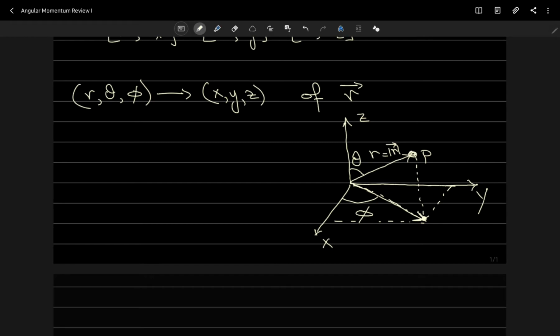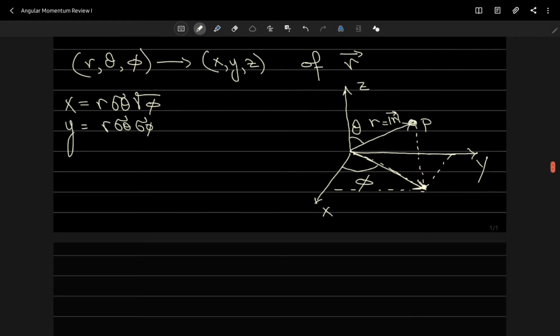Now, looking at this vector diagram, we can write down the relation between polar coordinates and Cartesian coordinates as x is equal to r sine of theta times cosine of phi, right? And we have the y coordinate, which is then simply r times sine of theta times sine of phi. And my z coordinate finally is simply r cosine theta, right?